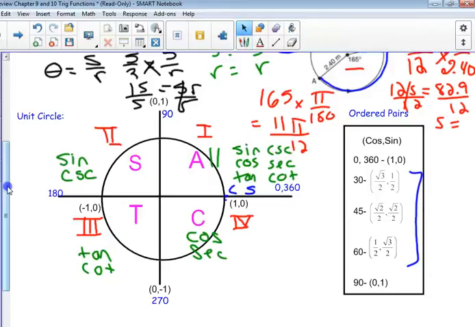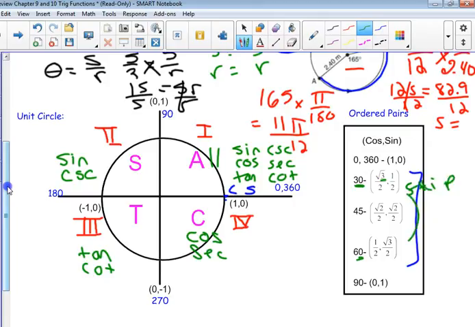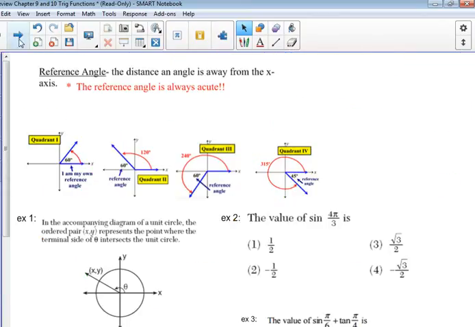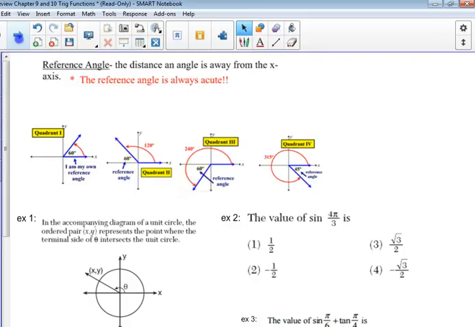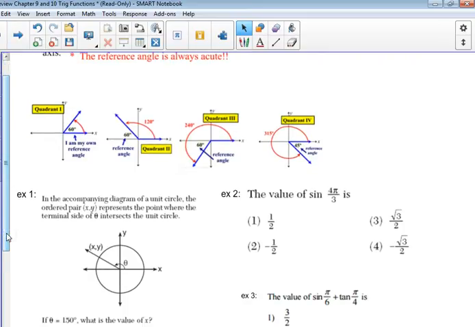The way you remember those: for the 30-degree ordered pair, the radical 3 has to come first, then over 2. And if you knew this one, you could get to 60 by just flipping. Right, flip to get to 60. The 45 is radical 2 over 2, radical 2 over 2, the same. Do you remember those? Oh yeah, you got to 60. Okay, all right.